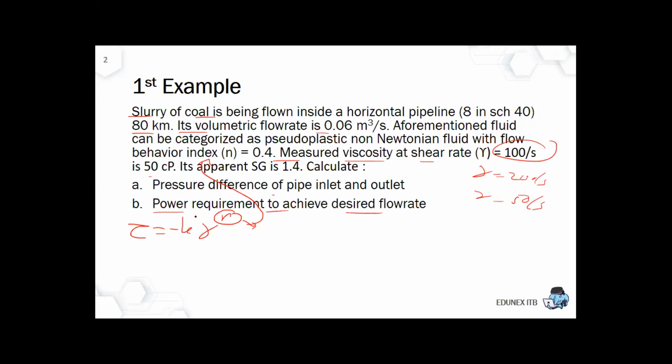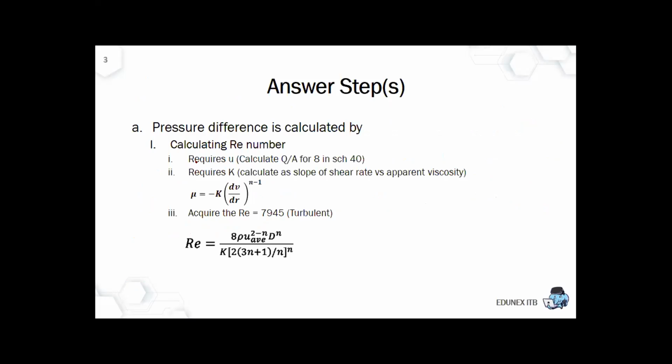and B, the power requirement to achieve the desired flow rate. So fluid mechanics is always situated in these two issues: the issue of pressure difference and the issue of power requirement. That's fluid mechanics for chemical engineering. So the step is always calculating the Reynolds number. Like I said before, from Reynolds you get the f, and then you get the delta P later by using Bernoulli.